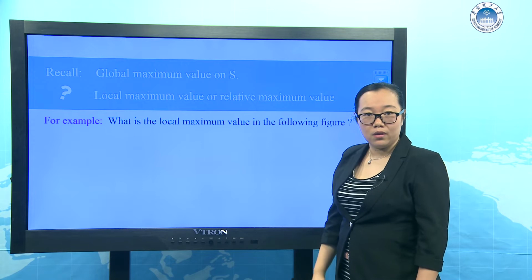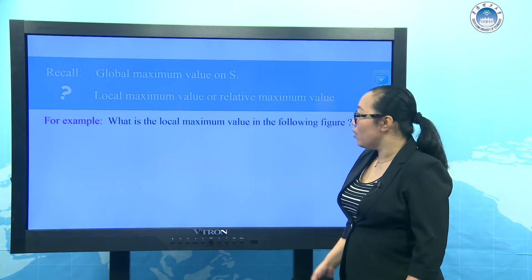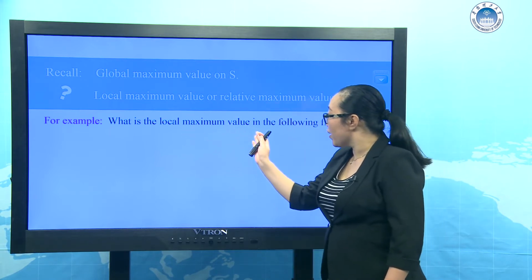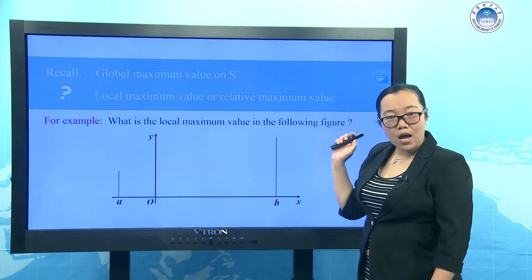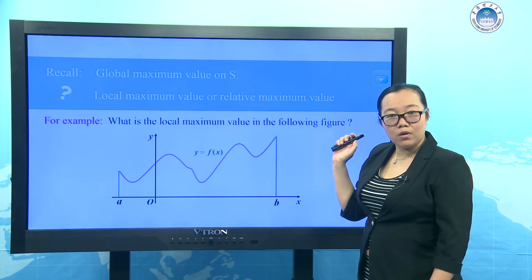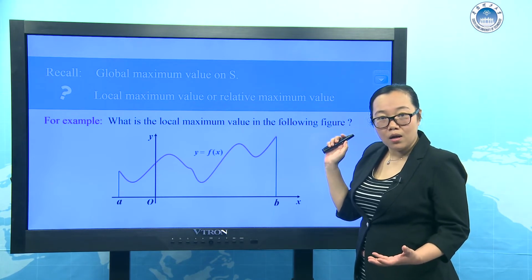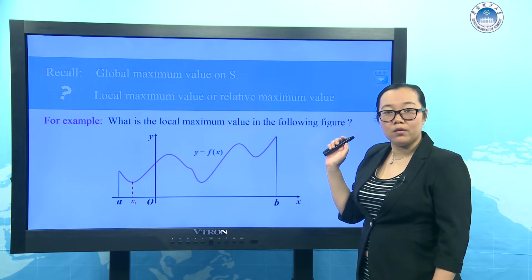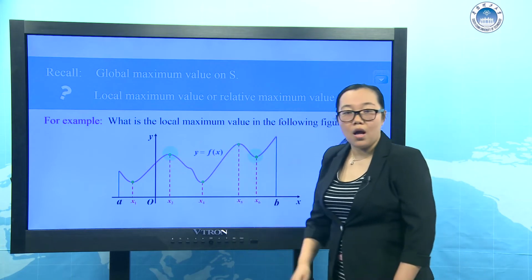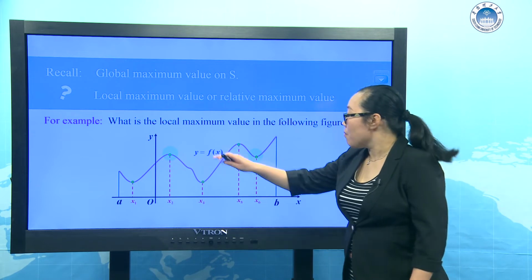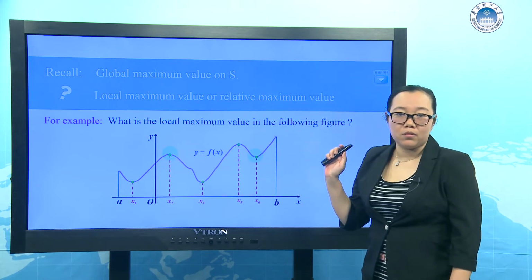How to get it? Now look at, for example, what is the local maximum value in the following figure? Look at the figure, y equals f(x), changeable. Who can tell me what our local maximum or minimum values are? x1 is a minimum, correspondingly x2 is a maximum, then x4, x5. These points are our corresponding maximum or minimum values.